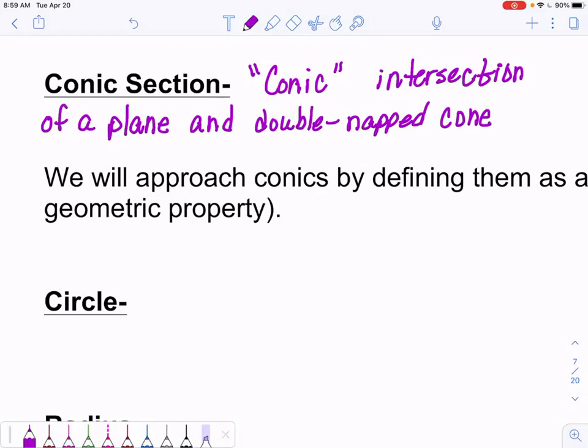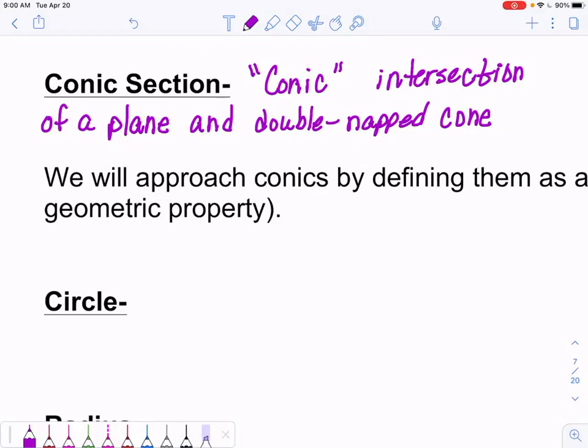And then the last one we'll do is a hyperbola. That's the only conic that needs two cones. So it would slice through vertically down one cone and through the next, and then it's going to have two parabolas facing in opposite directions.